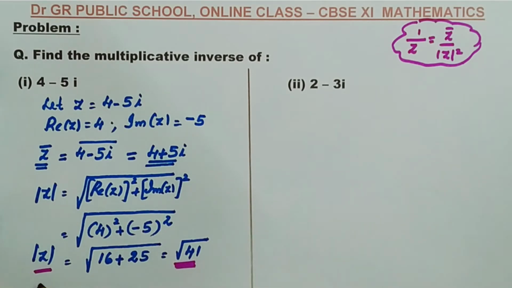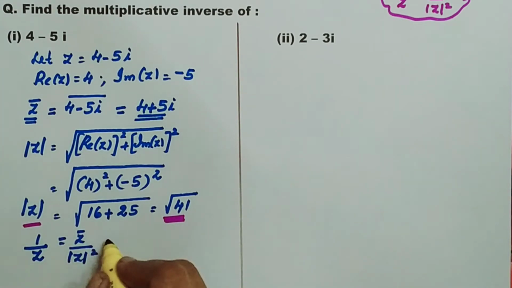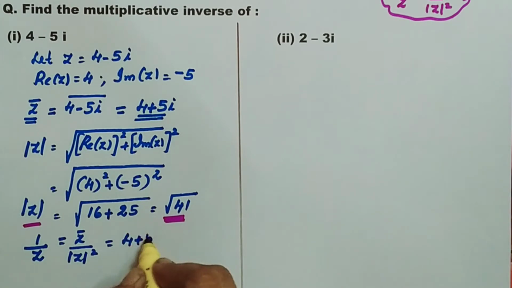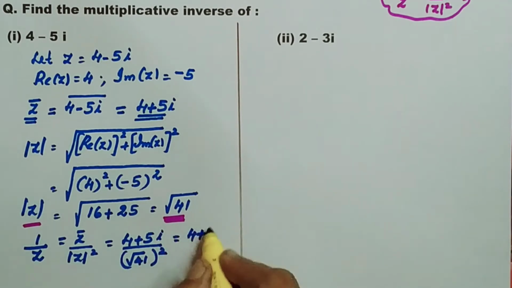Now we are going to find the multiplicative inverse 1 by z. We have 1 by z equals z bar by mod z square. This formula you need to write first. Equals z bar, which is 4 plus 5i, divided by mod z, which is root 41. So mod z square is root 41 the whole square. Equals 4 plus 5i divided by 41, since root 41 square is 41. This much is enough.